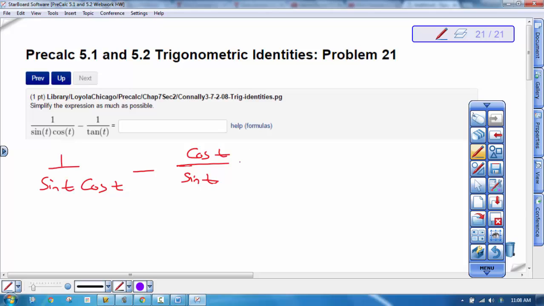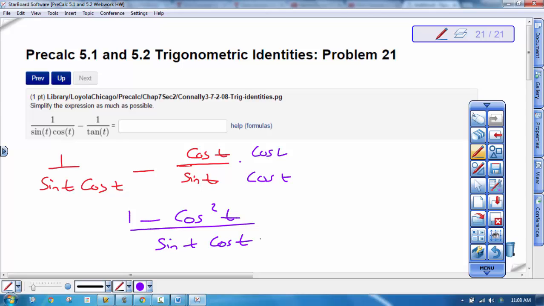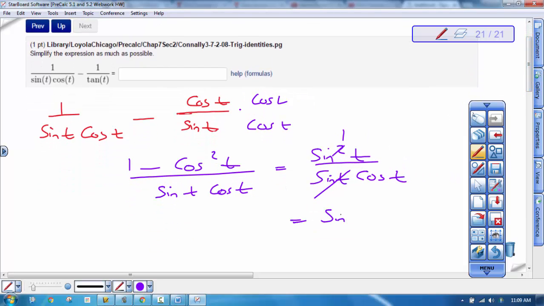Now I need to get a common denominator, so I'm going to multiply the top and the bottom of this by cosine of t. So I have 1 minus cosine squared t over sine of t cosine of t. And this 1 minus cosine squared is really just sine squared. And one of these sines cancel with one of these, so I have sine over cosine now, which is just tangent. So it turns out this whole thing just simplifies to tangent.